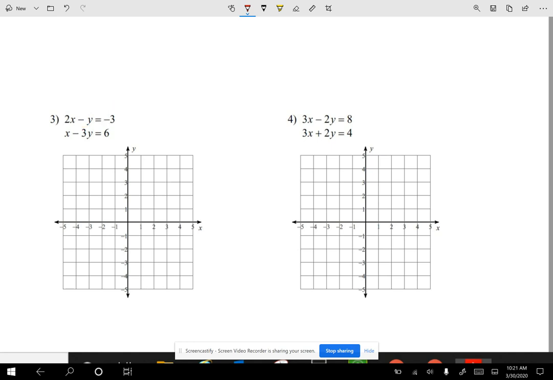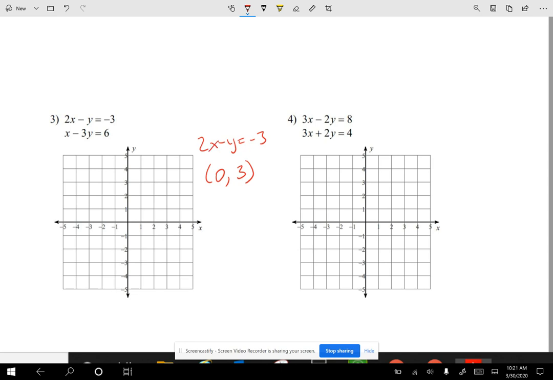I'm going to write 2x minus y equals negative 3, right? I'm looking at the first equation. And then I'm going to say, well, what if x is equal to 0? I'm going to use my intercepts. So I basically erase the x term and solve for y. If x equals 0, I have that negative y equals negative 3. So I'm going to get that y is positive 3.